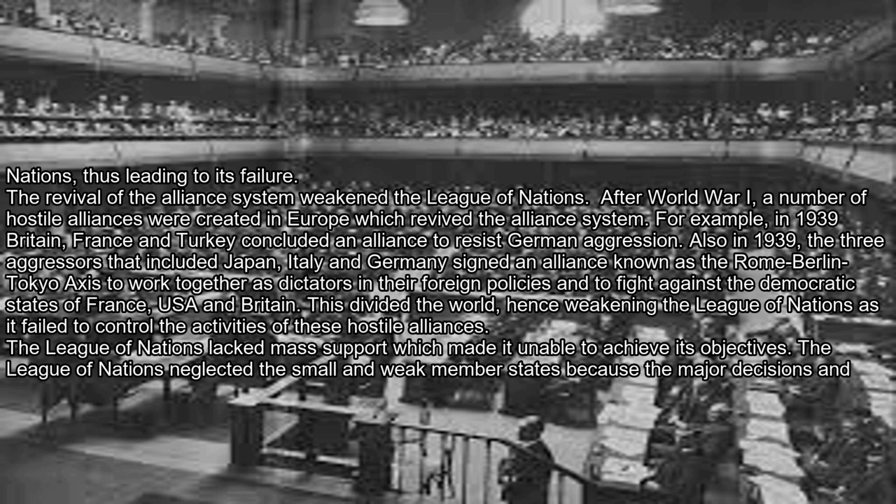The revival of the alliance system weakened the League of Nations. After World War I, a number of hostile alliances were created in Europe which revived the alliance system. For example, in 1939, Britain, France and Turkey concluded an alliance to resist German aggression. Also in 1939, the three aggressors that included Japan, Italy and Germany signed an alliance known as the Rome-Berlin-Tokyo Axis to work together as dictators in their foreign policies and to fight against the democratic states of France, USA and Britain. This divided the world, hence weakening the League of Nations as it failed to control the activities of these hostile alliances.